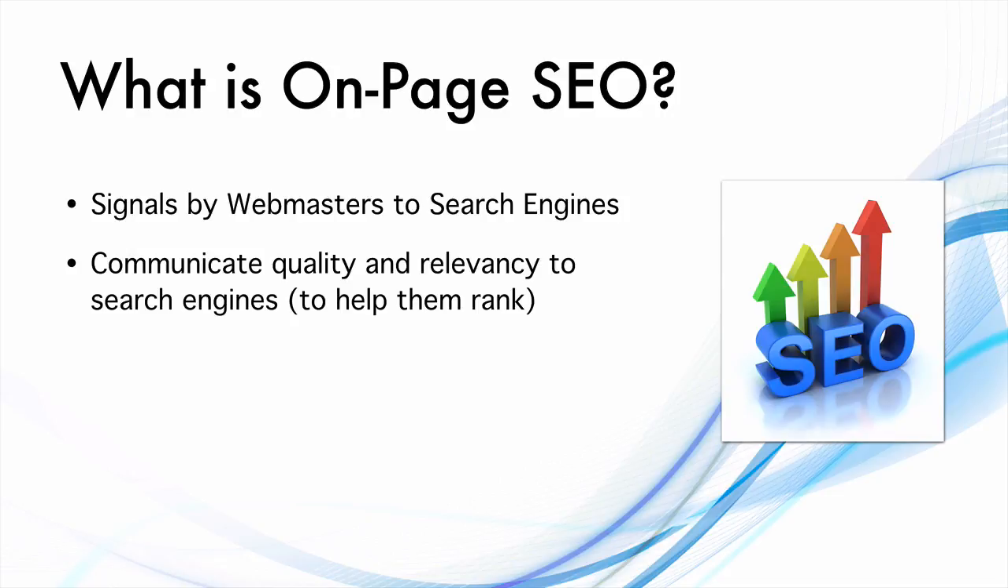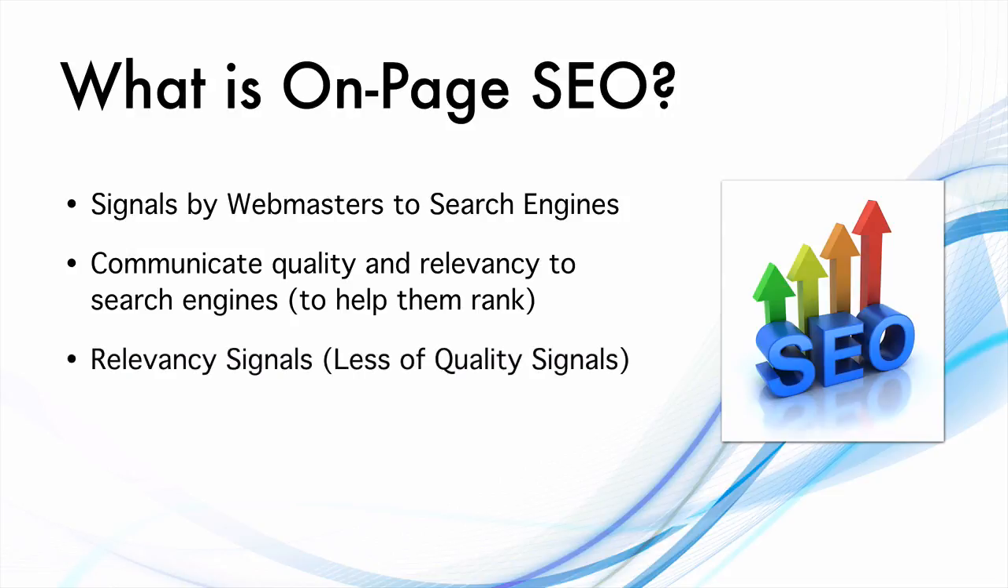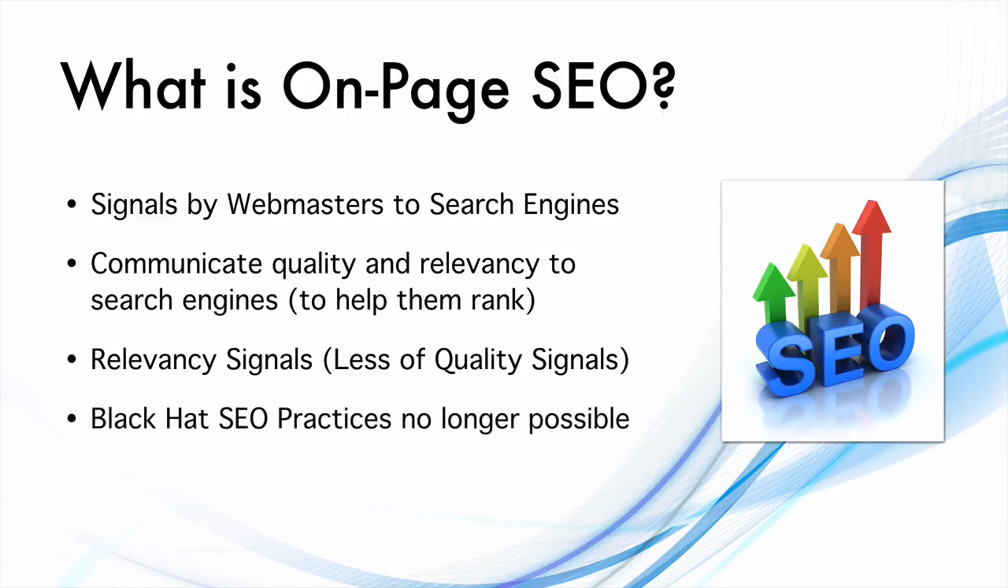relevancy signals. I would say that when webmasters send signals to the Google search engine, we basically do it by doing on-page SEO. And on-page SEO are more of relevancy signals and less of quality signals. Because when you think about it, we cannot tell Google that our web page is of good quality. That is something that our users have to decide, and that basically comes under off-page optimization because users will link to the site if it is of good quality.